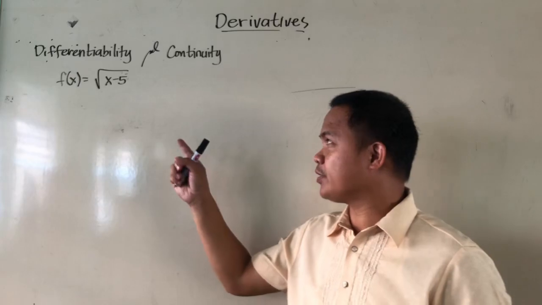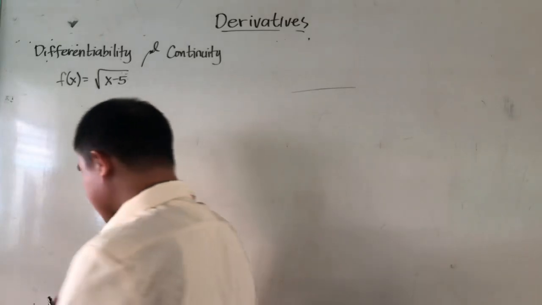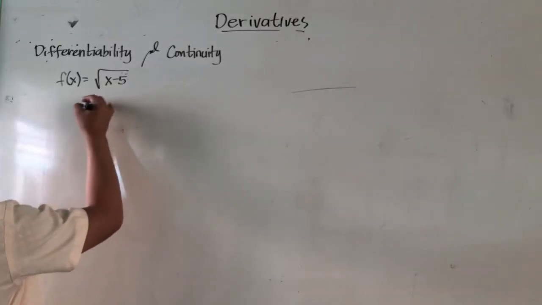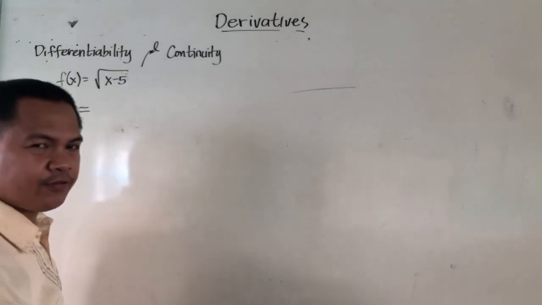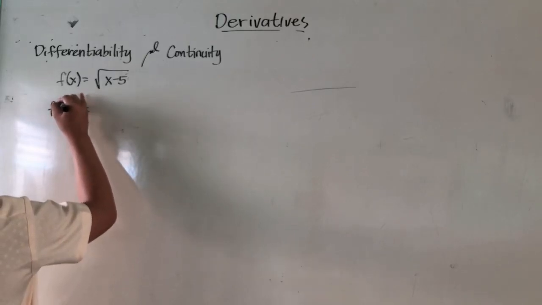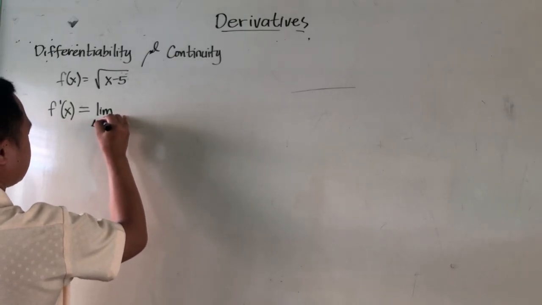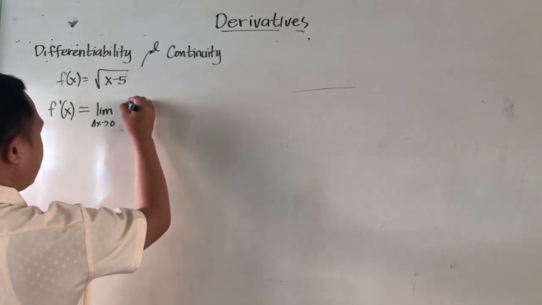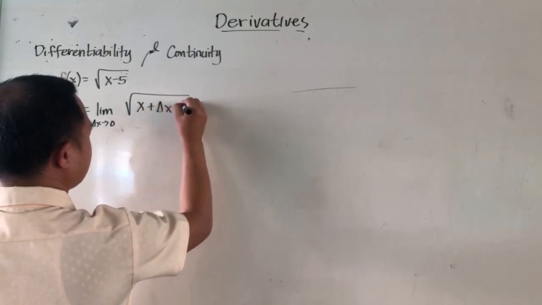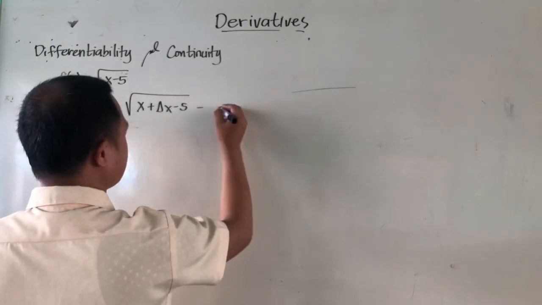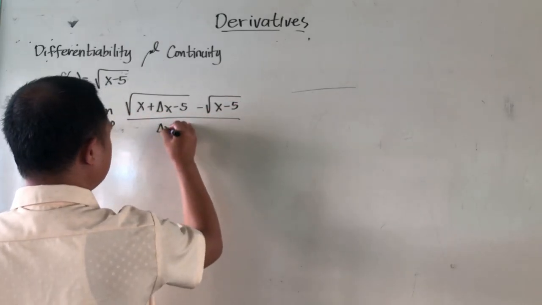Whether the given function, the square root of x minus 5, is differentiable or not. So using this, we're going to find out whether this given function is differentiable. We use the formula that I gave you a while ago. So if we have f prime of x is equal to the limit as delta x approaches 0 of the square root of x plus delta x minus 5 minus the square root of x minus 5 over delta x.